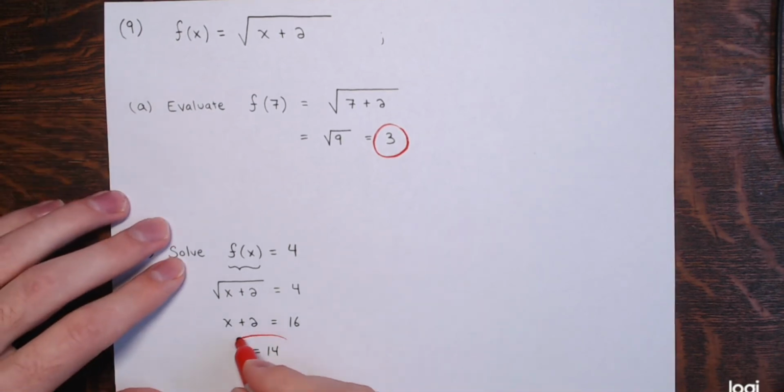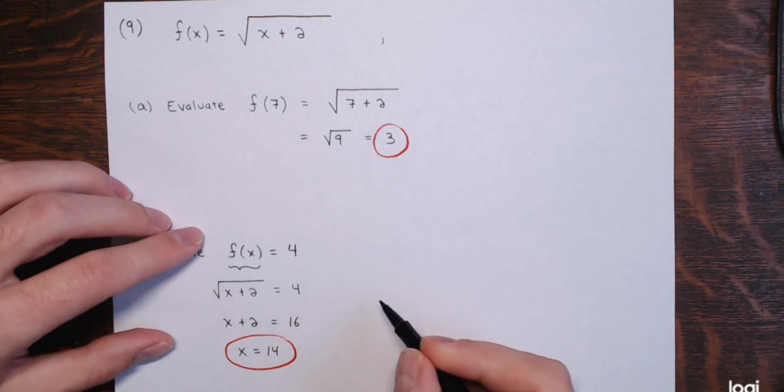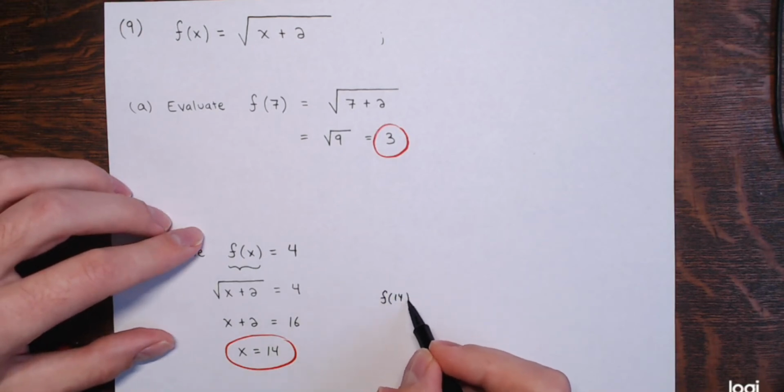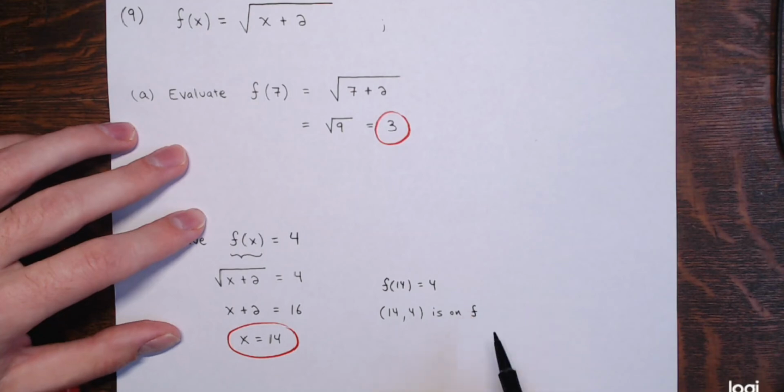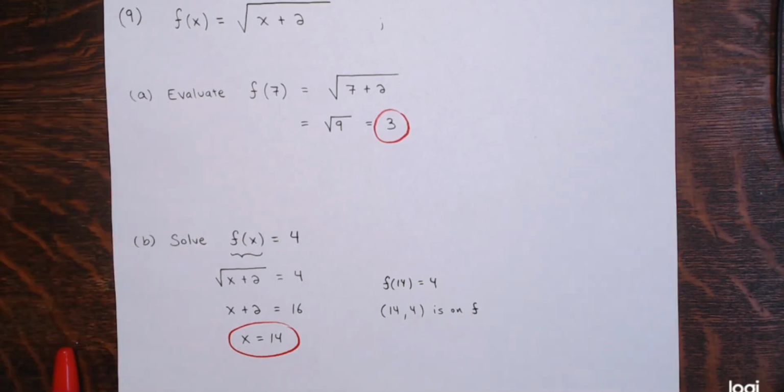f of 14 should be equal to 4. Or you could say the ordered pair (14, 4) is on the graph of this function f. All those mean the same thing. Wonderful.